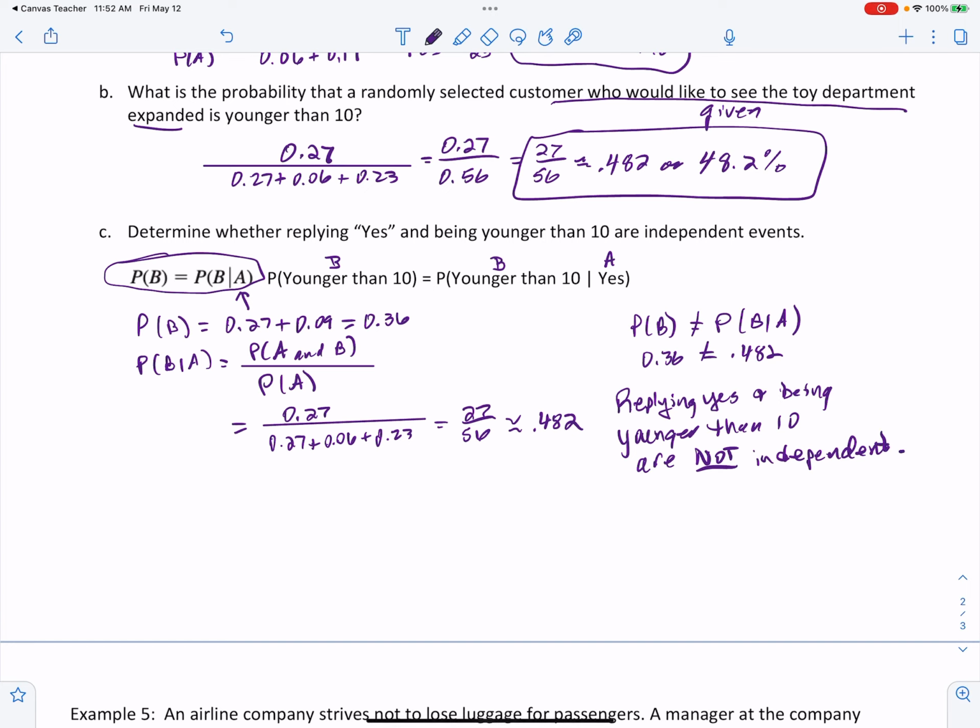In your homework 13C, the textbook answer is wrong. The textbook answer in 13C should say they are not independent. So just be aware of that when you get there.